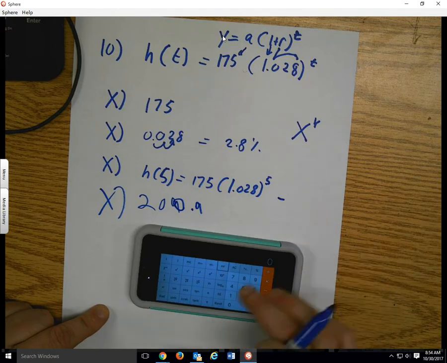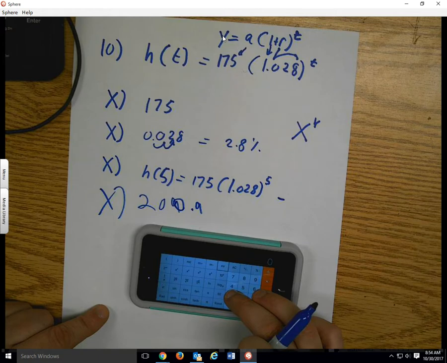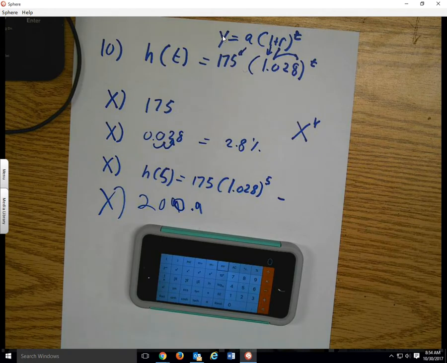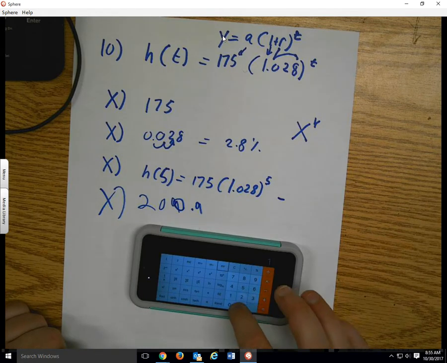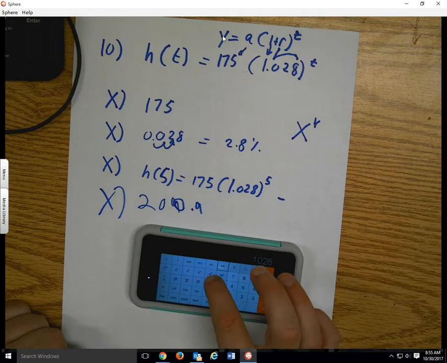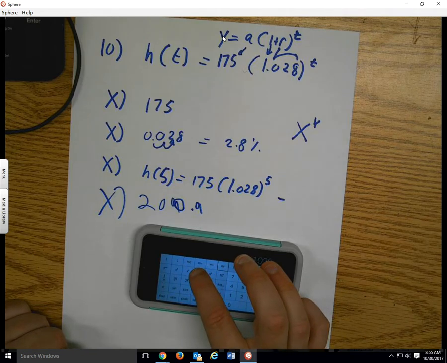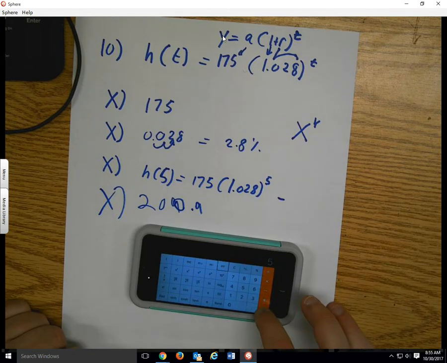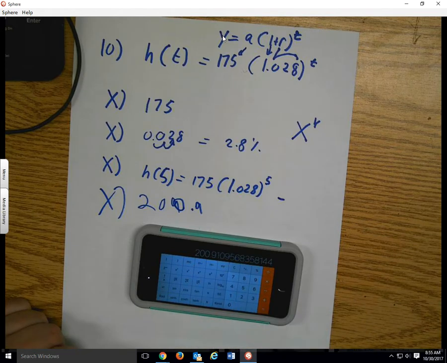Clear. 1.028, xy to the 5th equals, that times 175. Oh, there we go. Now it's right. I don't know what I did wrong the first time. There's the right answer, 200.9.